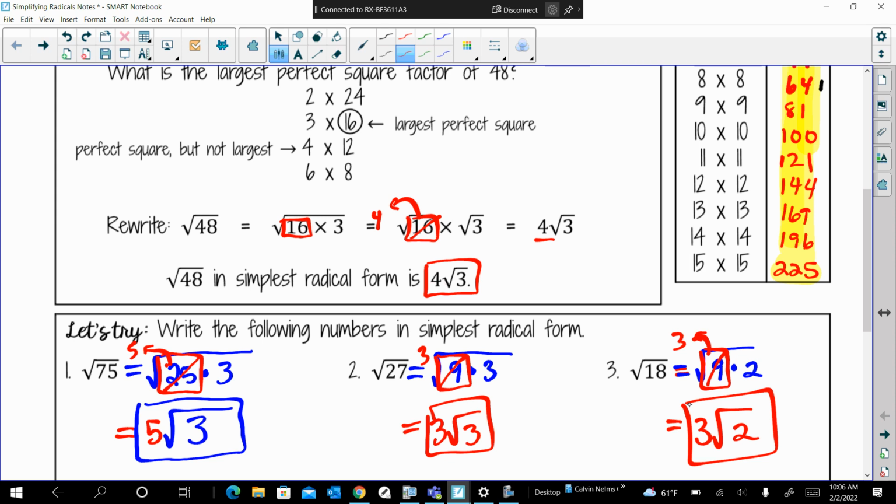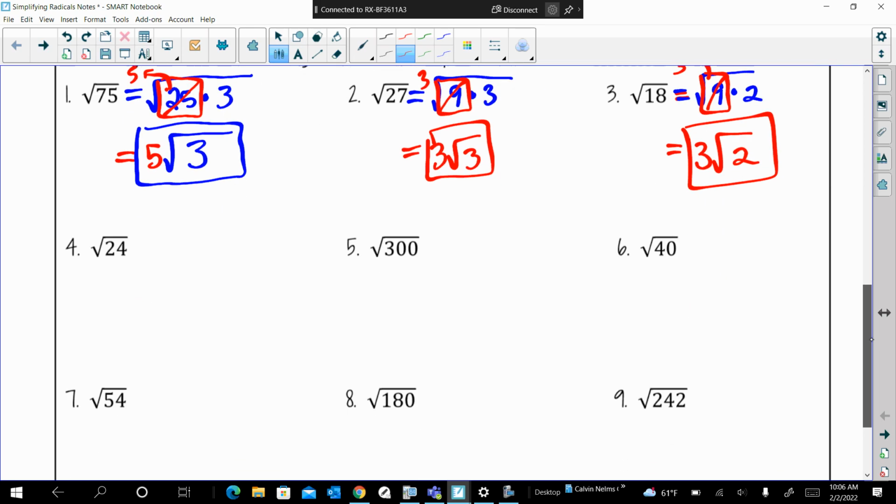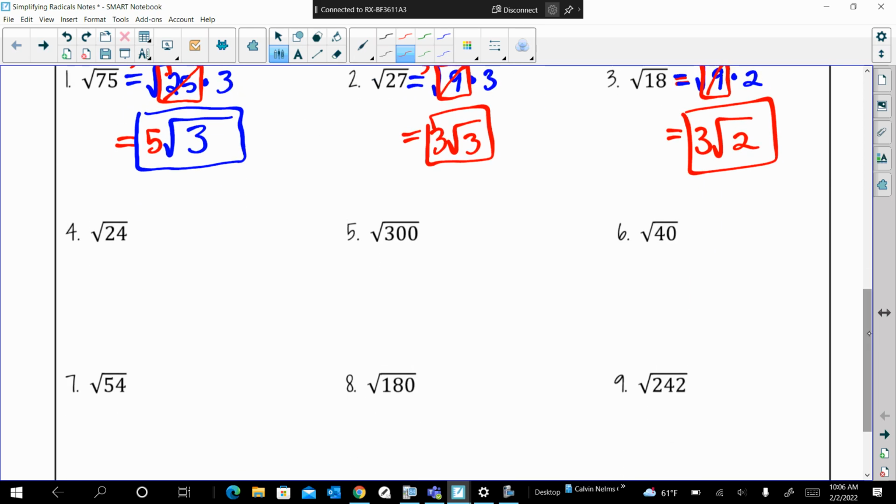If you kind of get the hang of it, you can move ahead. We're going to look at different types. These are just simplifying the radical. All of these radicals do not have a coefficient, or the coefficient is 1, so we don't usually write that. All right, so now I'm thinking about factors for 24 that are perfect squares.